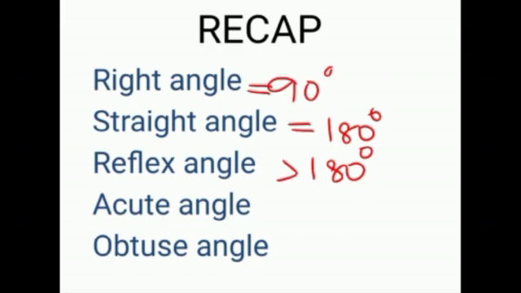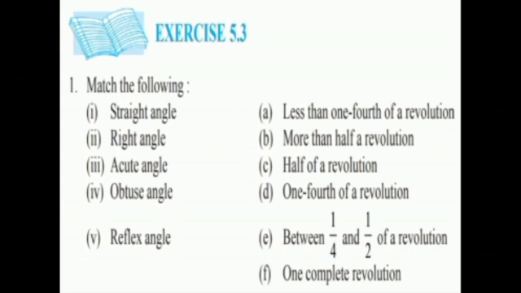Acute angle, which is less than 90 degree, greater than 0 degree. Obtuse angle, which is greater than 90 degree, less than 180 degree. Right? Let us move to the exercise 5.3.